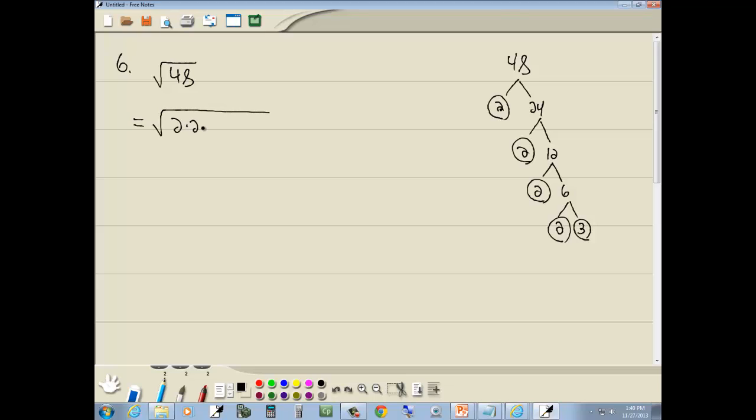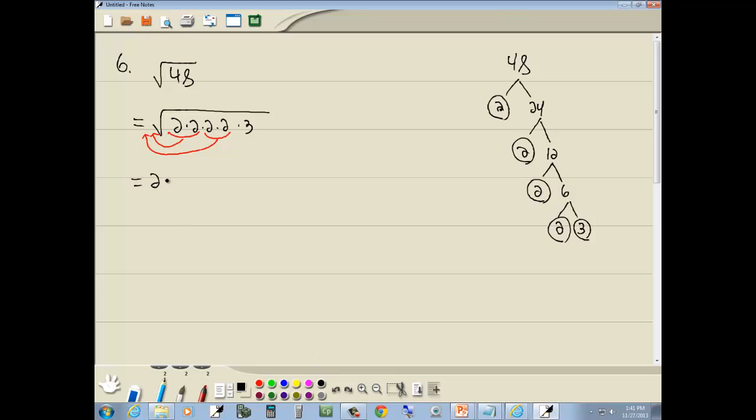So 1, 2, 3, 4, and 1 3. Now this is the square root. There is no number in this slot right here, so by default our index is 2, which means looking for a pair of somethings. Well, here's a pair of 2's. Those pair of 2's are going to come out in front as a single 2. And here's a pair of 2's. Those are going to come out in front as a single 2.